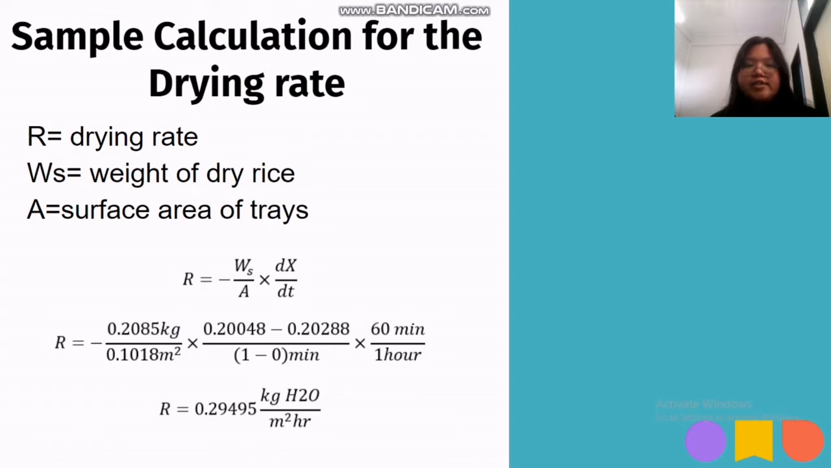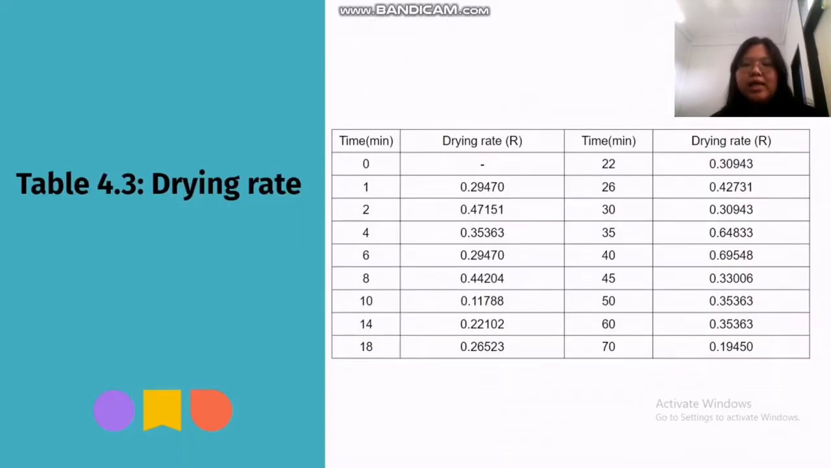Next is the sample calculation for the drying rate. R is the drying rate, while Ws is the weight of the dry rice, and A is the surface area of the tray. So the drying rate is equal to negative Ws over A times dX/dt. By substituting the values into the formula, we find that R is equal to 0.29495 kg H2O per meter square per hour. So Table 4.3 shows all the calculated drying rates.